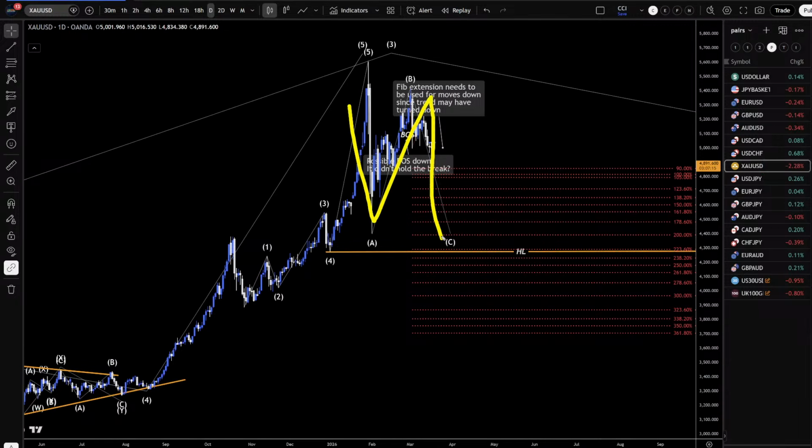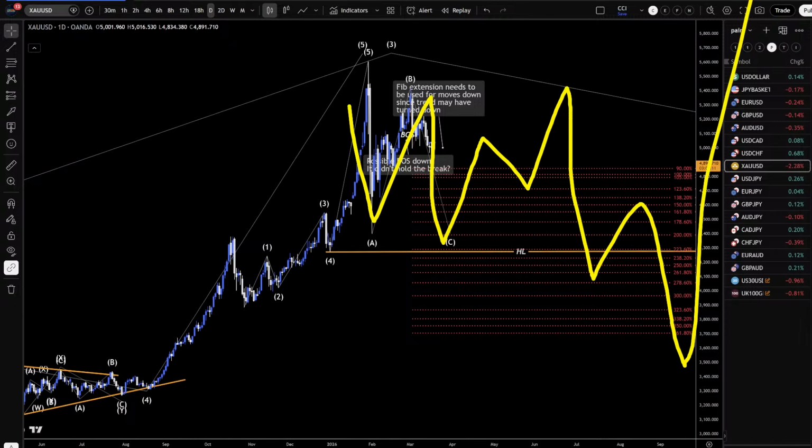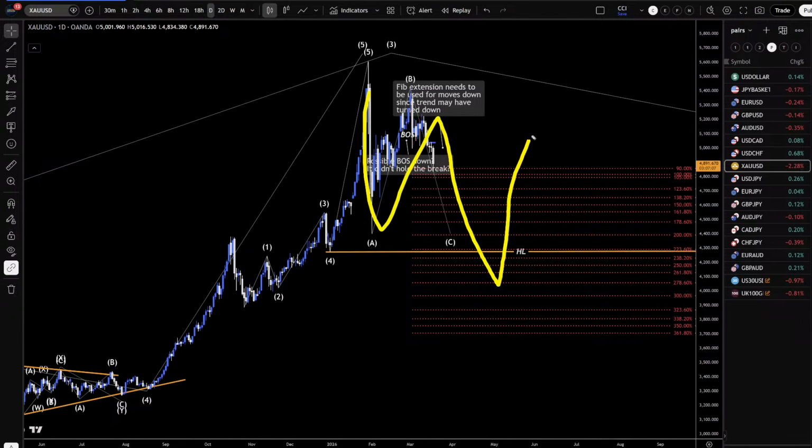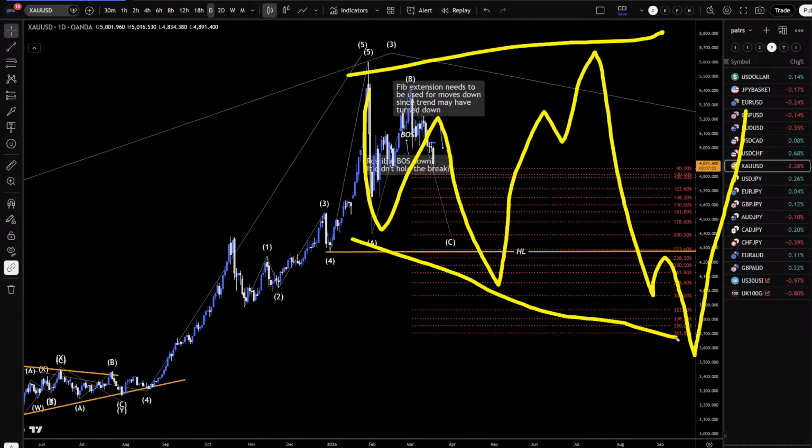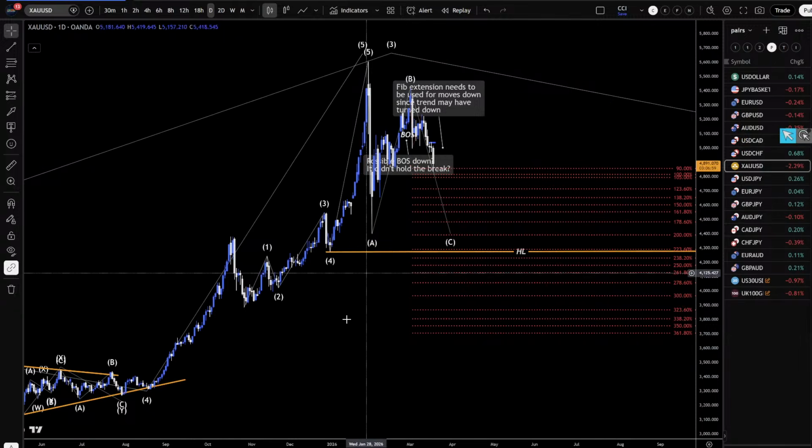This could be like a 1, 2, 3 down, 1, 2, 3 up, 1, 2, 3 down for 500 days, and then end up going up later on. Or it could make some sort of triangle, like an expanding triangle or something like this. It could make an ABCDE pattern. There's a lot of different possibilities.